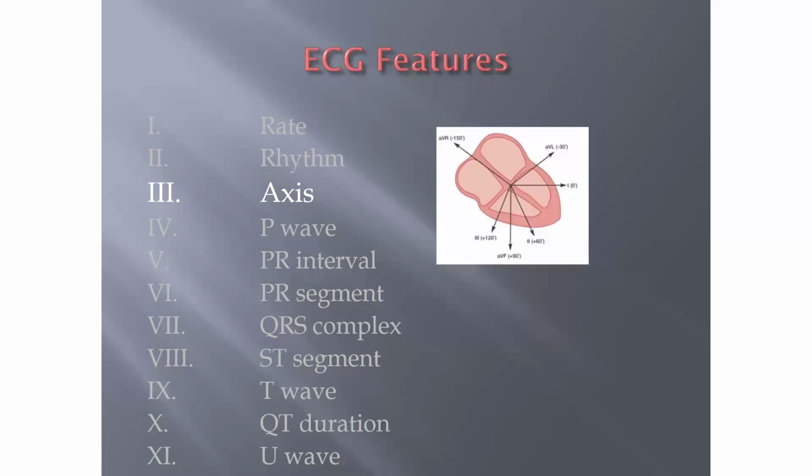Good. So the other feature is the axis. We have looked at the rate, the rhythm, and now the axis. Axis basically means the general direction of these impulses that follow, especially when oriented towards a particular QRS complex. It will also depend on what your patient has.